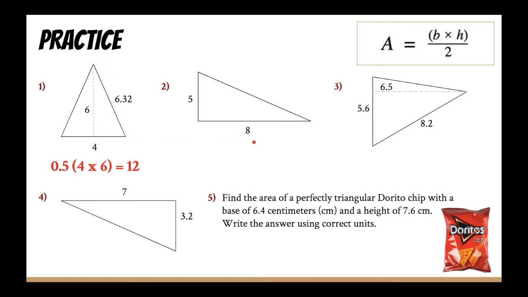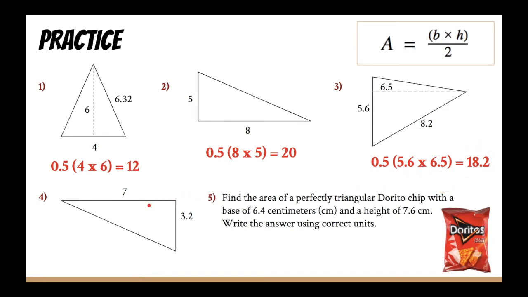The answer will be revealed in 3, 2, 1. The base, 8, times the height, 5, divided by 2 is equal to 20. Now go on to number 3. Make sure you're multiplying the base times the height, not the base times the slant. The answer will be revealed in 3, 2, 1. The base is 5.6 while the height is 6.5, not 8.2. 5.6 times 6.5 divided by 2 is 18.2.